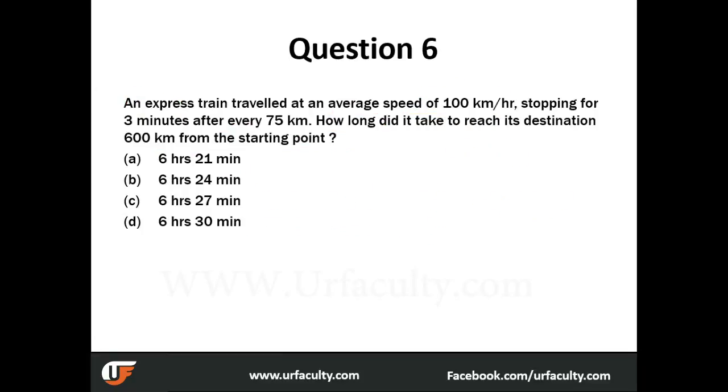And next question, an express train traveled at an average speed of 100 km per hour, stopping for 3 minutes after every 75 kilometers. How long did it take to reach its destination 600 kilometers from the starting point? Okay. So here there are two things. One is it is traveling 600 kilometers, right, at an average speed of 100 km per hour. But it is stopping at every 75 km for 3 minutes. So how do we do that?